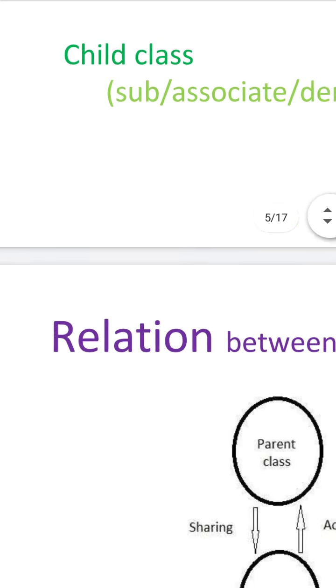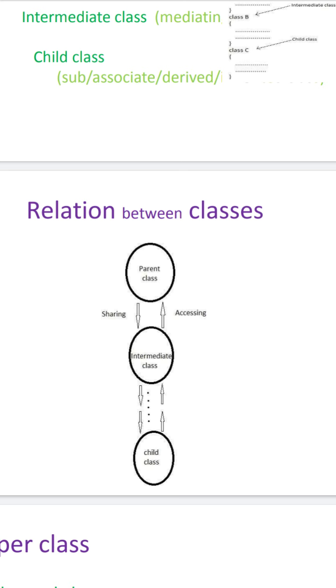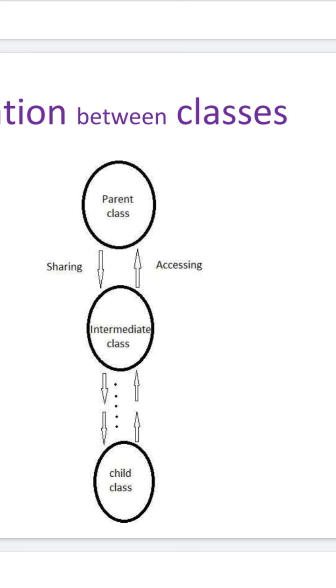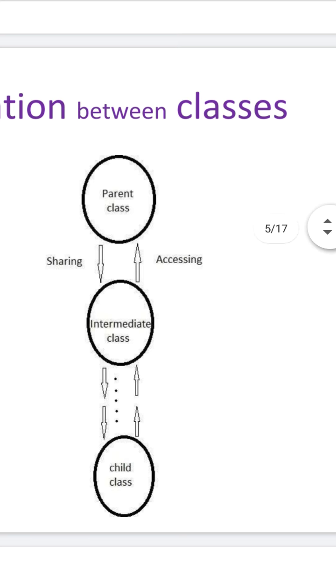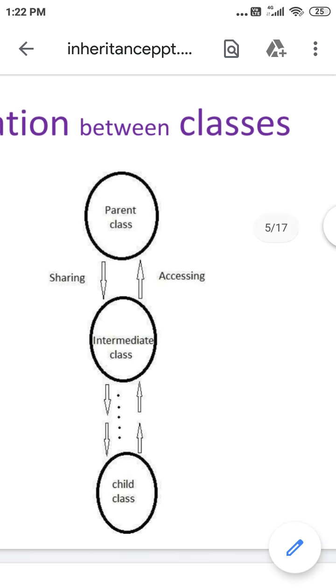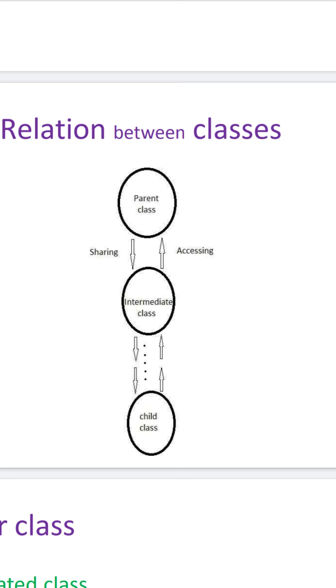Next, we'll go to the relation between classes. Here is a pictorial view of the relation between the parent class, intermediate class, and child class. You can see the parent is sharing its properties with the intermediate class. That means your grandfather is sharing some features with your father, and your father is sharing some features with you. But your grandfather does not get features from your father, and your father does not get features from you. You will access all the features coming from your parent class and the intermediate class as well. This is the relation between the classes. Up to this you have got it clear.